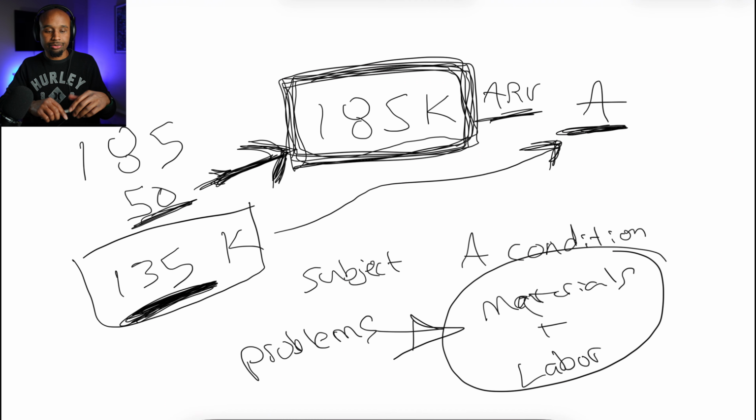So if you caught any of that, that's why I use the as is condition, the value of the house in its as is condition, as my true ARV, because I don't want to do any work to it.